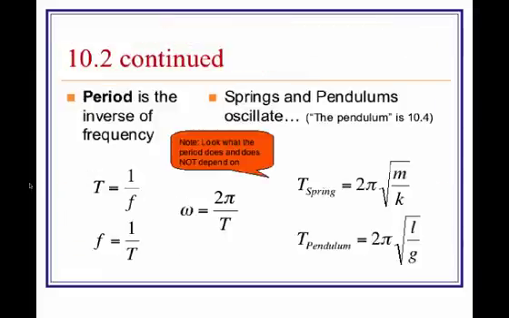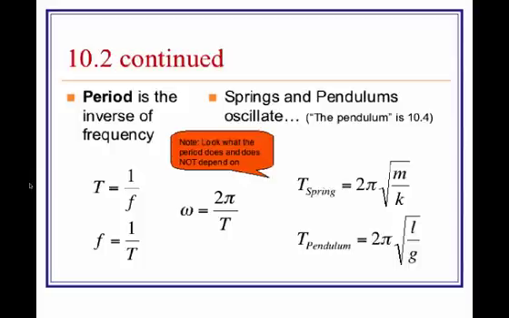Period and frequency are related to each other. Once again, period is the time it takes to complete one cycle, whereas frequency is how many cycles an oscillator completes in 1 second. So therefore, period is the inverse of frequency.